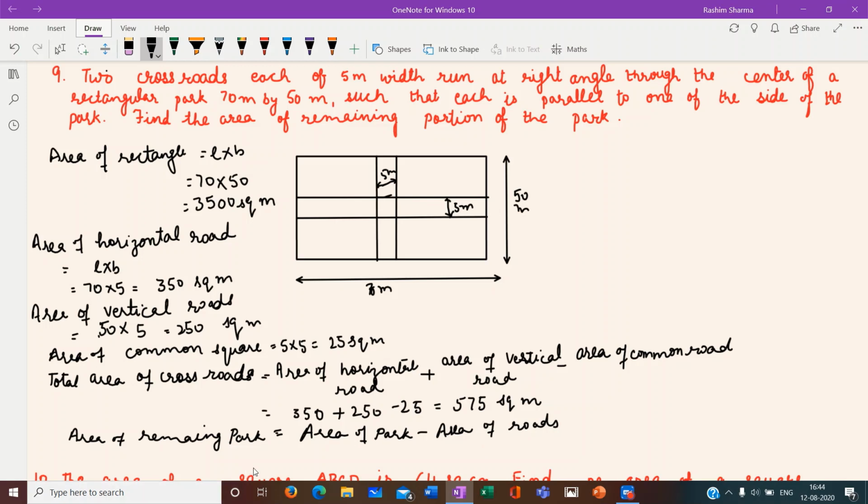So we get here 3500 is the area of the park, minus the area of roads, which is 575. So we get here 2925 square meter as the answer. I hope all of you have understood.